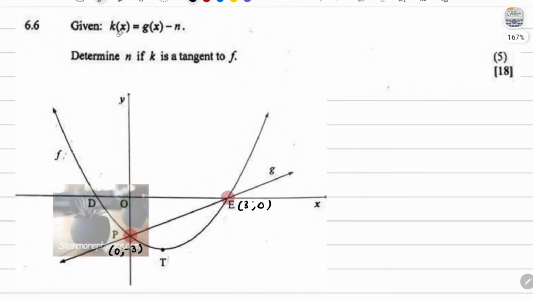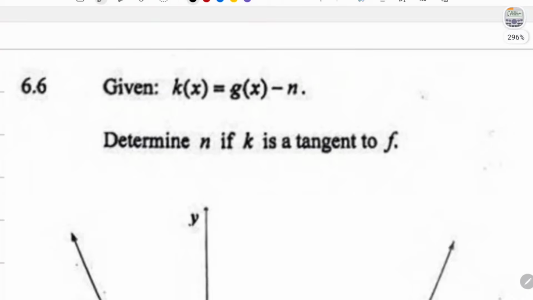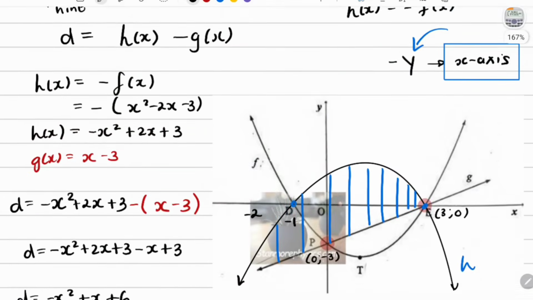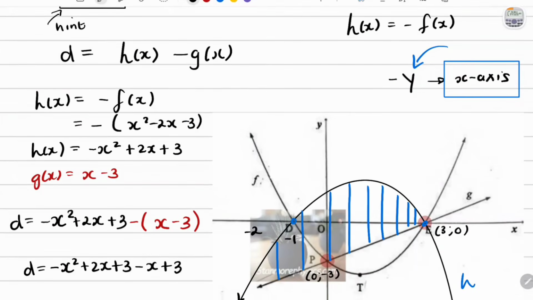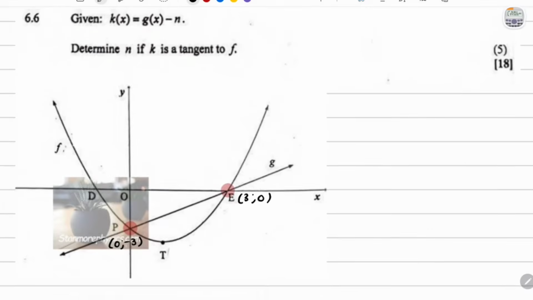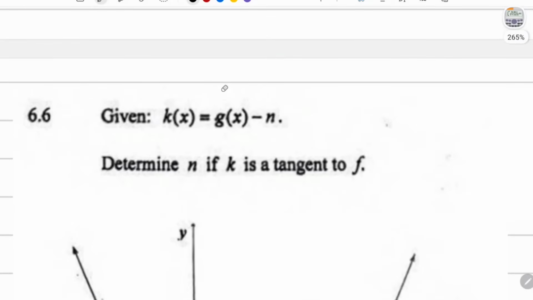So they say given k of x, this is a new equation, new graph they're introducing. Given k of x is equal to g of x minus n. So we have a straight line graph, because remember that g of x was already a straight line. That was the equation x minus 3, right? I just want to make sure that I have that down. So k of x is really just equal to x minus 3 minus n.